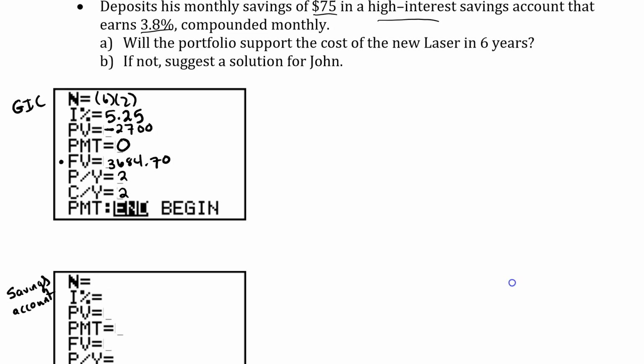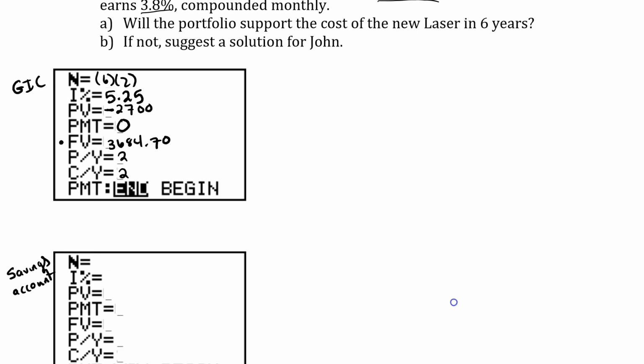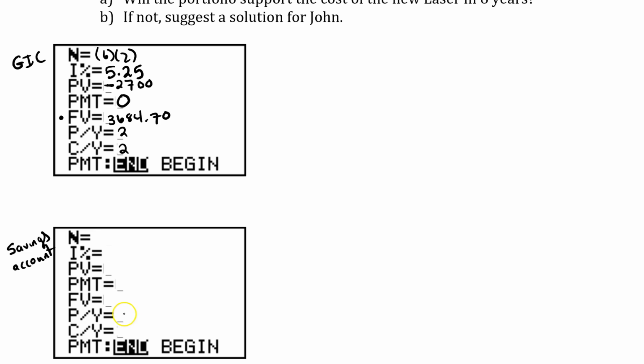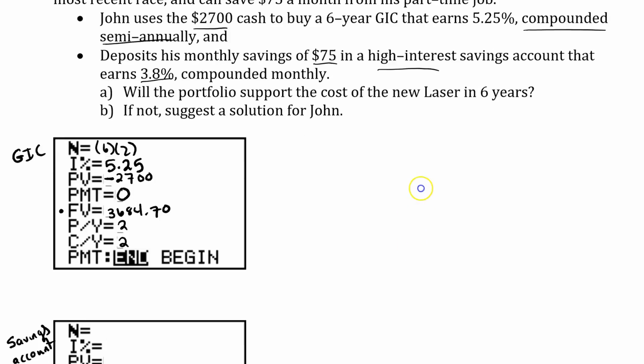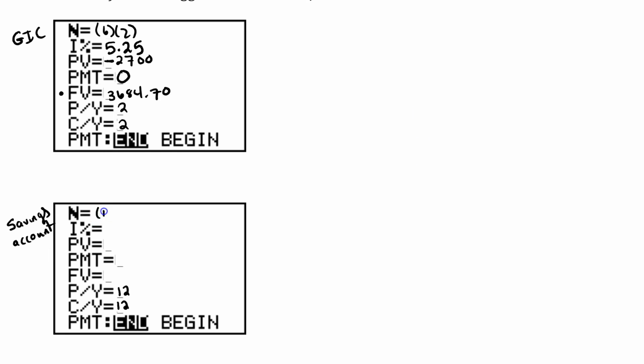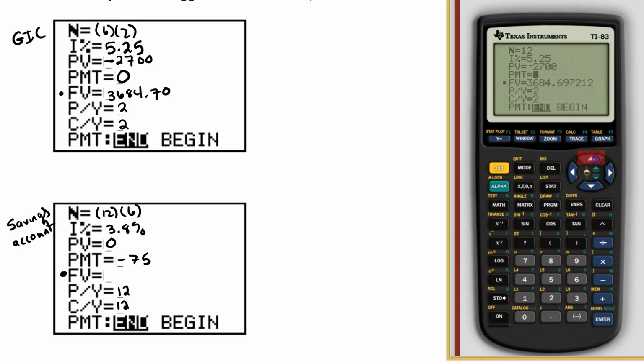Let's talk about his deposits of $75 in a high-interest savings account. So we know that it's compounded monthly. So this is 12 and this is 12. And he's going to be doing this for 6 years, so the number of compounding periods per year times the number of years. The interest rate is going to be 3.8%. The future value is 0, but we're making a $75 payment once a month. We're going to put a dot beside this future value because that's what we're going to be calculating. And let's calculate it.